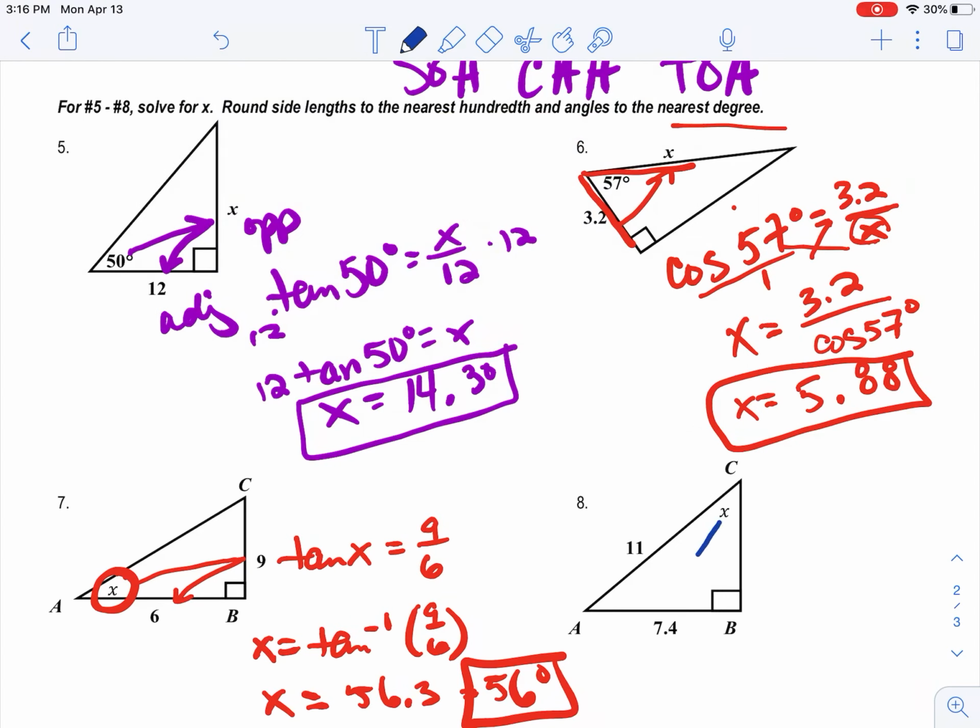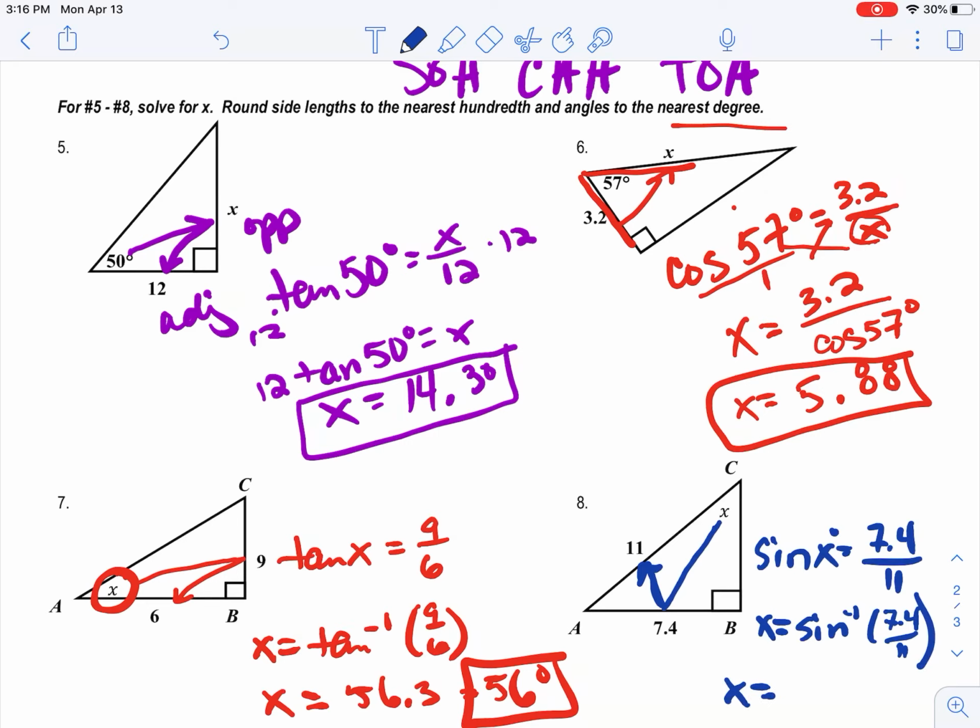And my last one, I'm solving for another angle, so I'm going to have an inverse. This one's opposite over hypotenuse. So I have sine x degrees equals 7.4 over 11. So I'm going to have to do inverse as well on this one. So x equals sine inverse of 7.4 divided by 11. And we get 42.2, so this 42 degrees would be good.